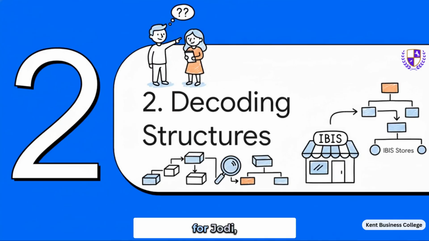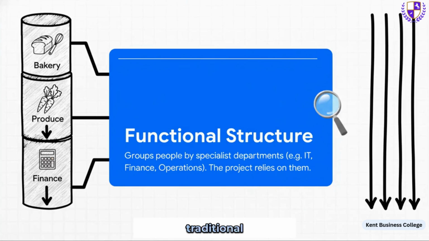So luckily for Jody, she's got an amazing mentor named Adam. He sits her down and starts breaking these big, complicated structures into simple, bite-sized ideas. And he uses her own workplace, IBIS Stores, as the perfect example. Adam starts with the most traditional one. He says, Jody, think of a functional structure just like the main departments at IBIS. You've got the bakery, produce, finance, marketing. Each one is its own little world, its own silo, and the head of that department has all the authority. Everything flows straight up and down.